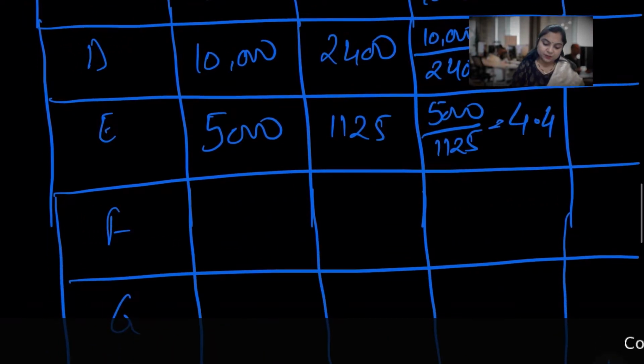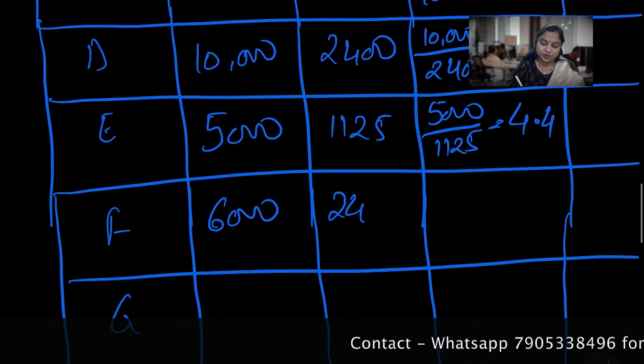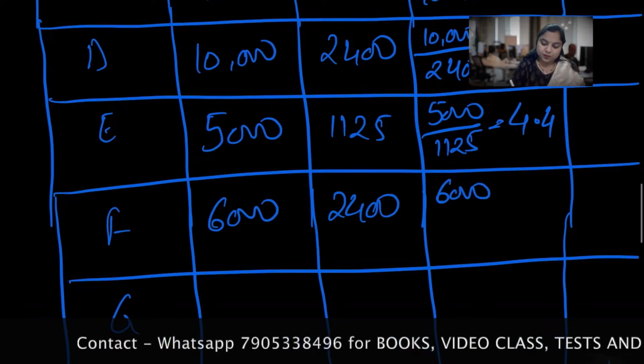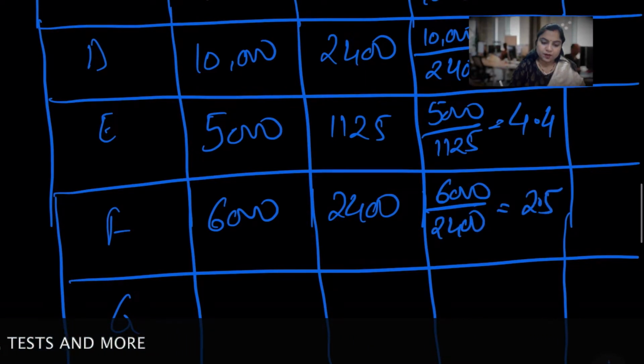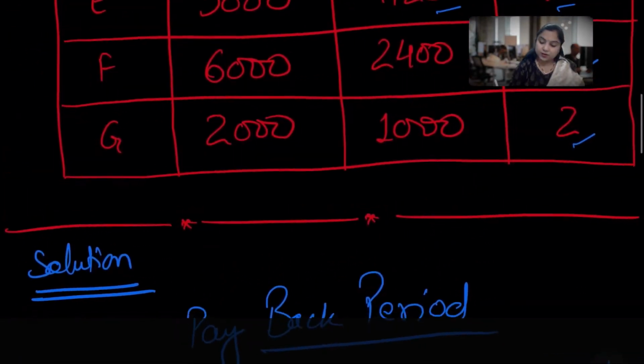For project F, we have 6,000 and 2,400. So it will be 2.5.